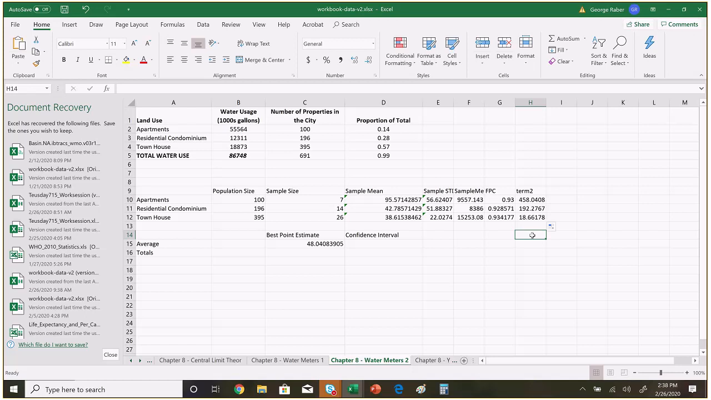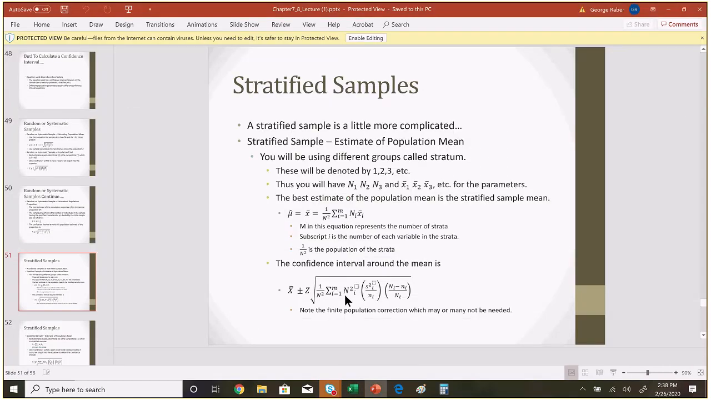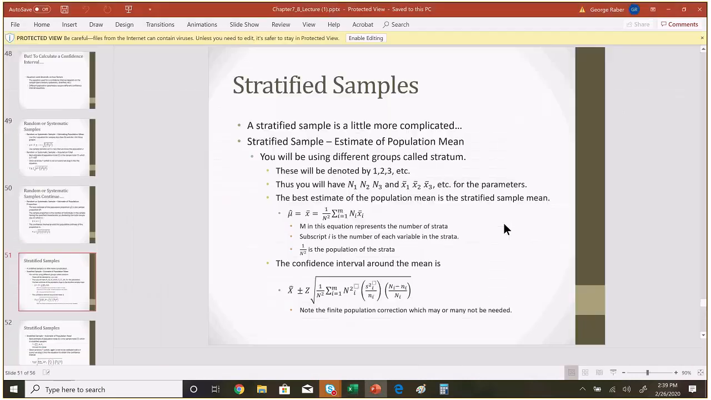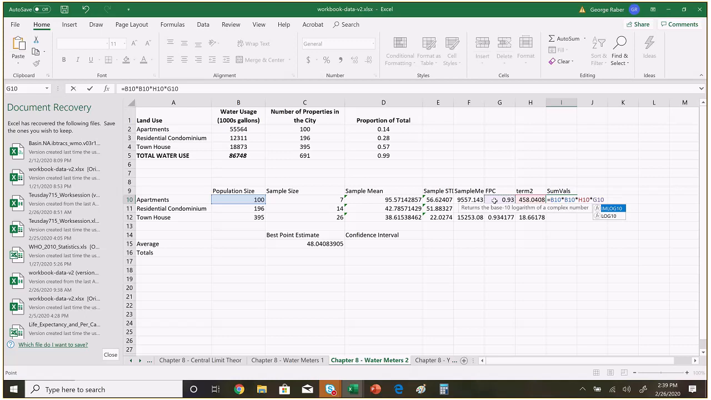Okay. All right, so now we just need to multiply. To get our sum, we need to multiply n squared times the second term we just calculated, times the finite population factor. So we'll call this sum values. It's going to equal this times this, because that's the first term here, then multiply that by the second term, and multiply that by the finite population correction factor. And then fill that down. All right, so now we have all those numbers.